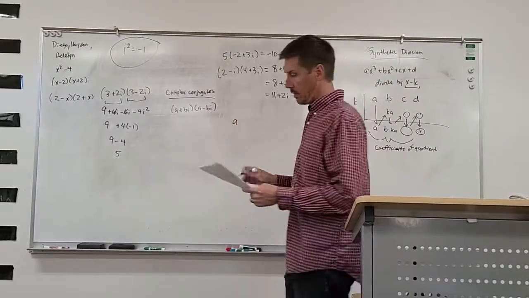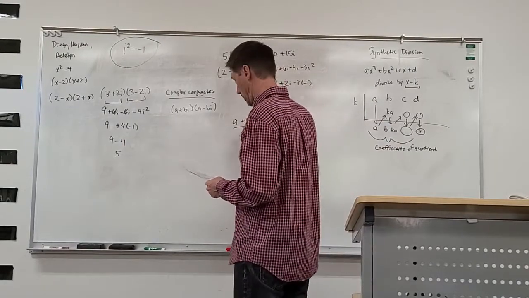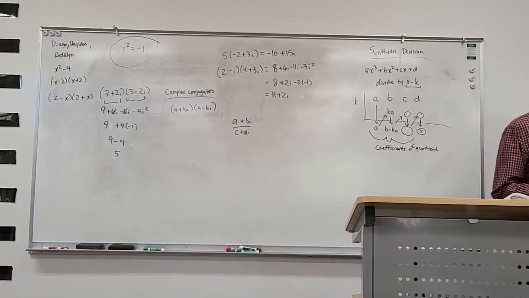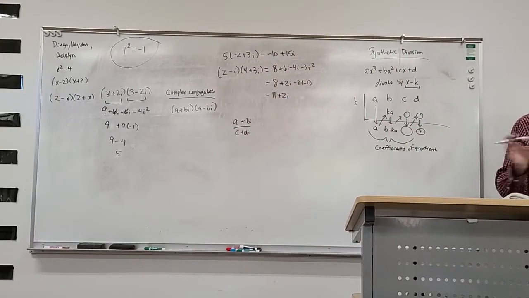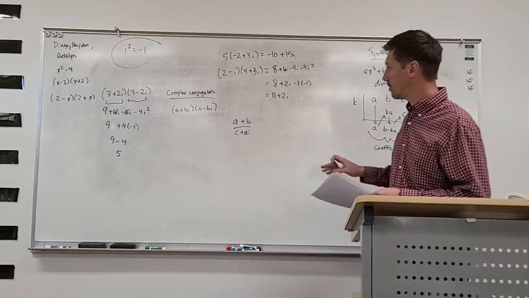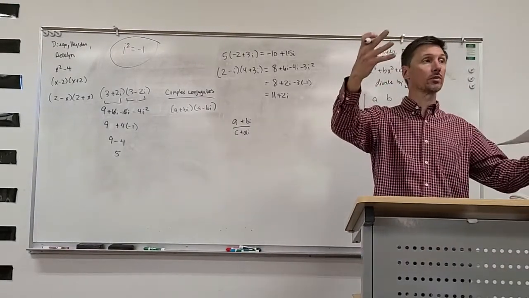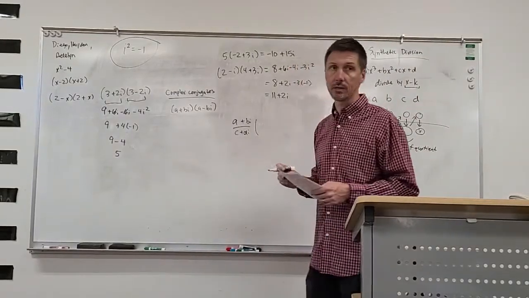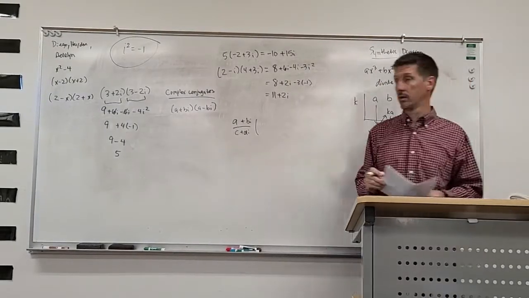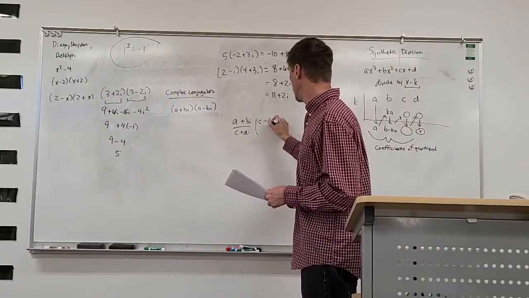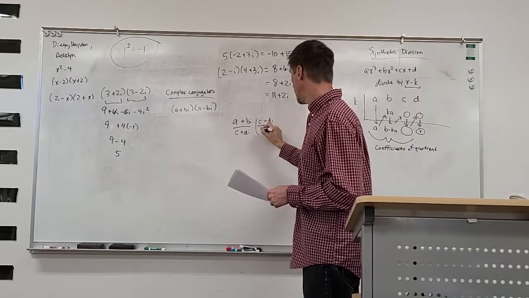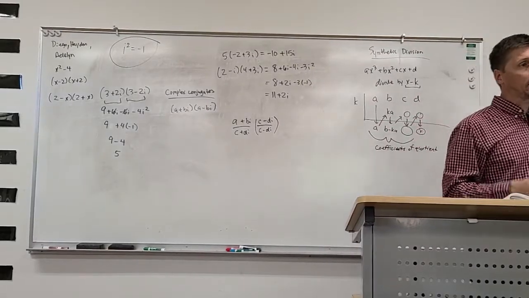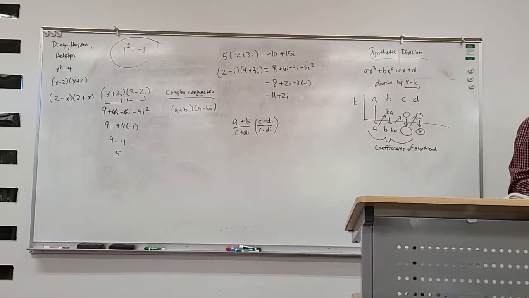So if we have a plus bi over c plus di, and I want to write this in standard form, which means I don't want a divisor, I want to get rid of this c plus di and put all terms on top and combine my like terms, then what I would do is multiply top and bottom times the complex conjugate of the denominator. So I'd multiply top and bottom times c minus di. That will allow me to get rid of that imaginary term on the bottom.